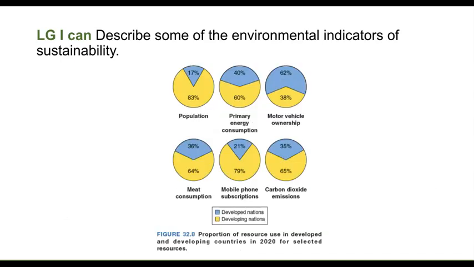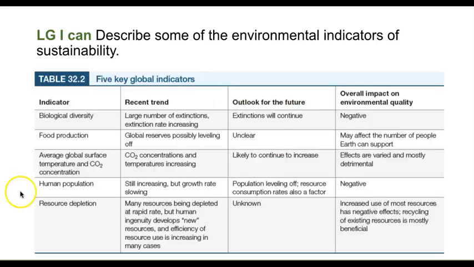You can pause the video if you'd like and take a look at this graphic, which talks about developing nations and developed nations resource use. And then here are our indicators, biological diversity, etc. that we talked about. Here's the recent trend. Here's the outlook for the future and the impact on environmental quality. Again, you can pause the video and take a look at those.